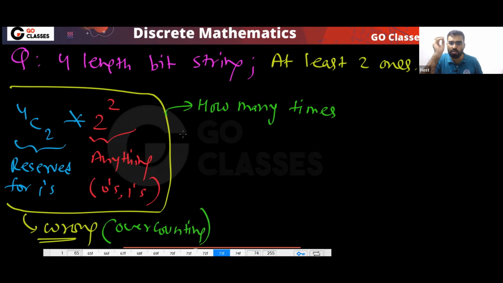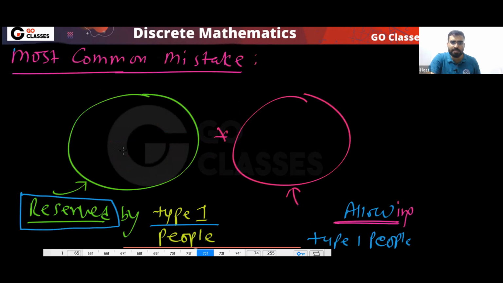And have we counted any invalid string? Tell me. Did we count any invalid string? No. Remember this most common mistake. In this most common mistake, we always do overcounting. Overcounting means all the valid cases you have counted. Invalid cases you did not count, but the valid case you have counted more than one time.